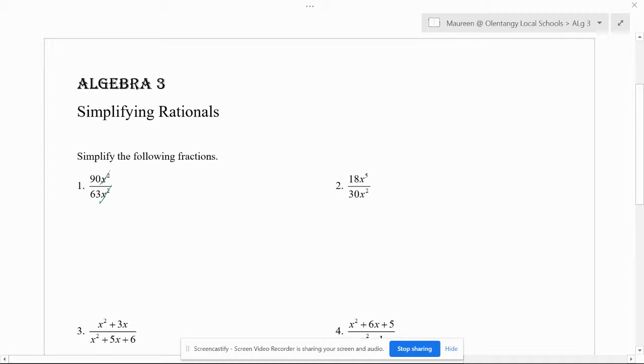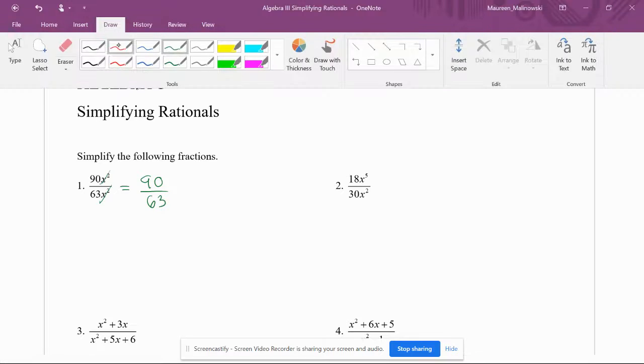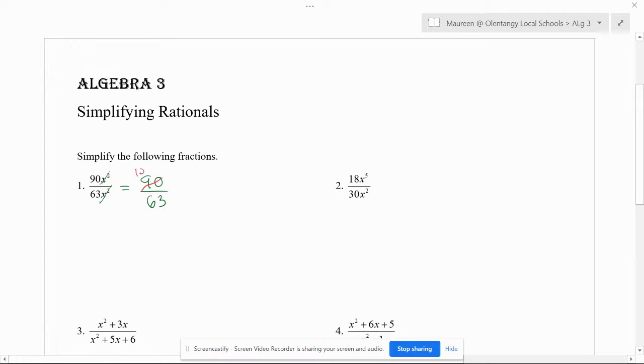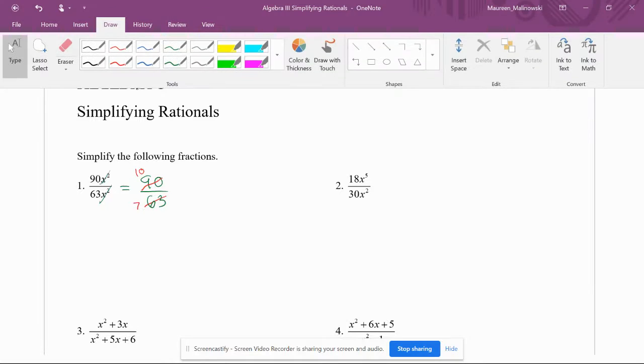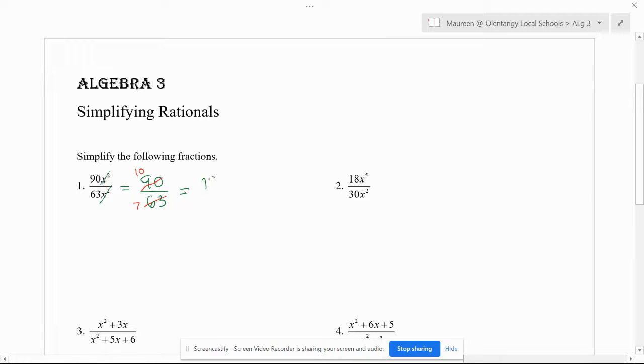Now let's think about 90 over 63. So if we have 90 over 63, both of those can reduce by 9. So if we think about dividing both by 9, we'd have 10 and we'd have 7. And so our final answer here would be 10 over 7. So we're just reducing our fractions.